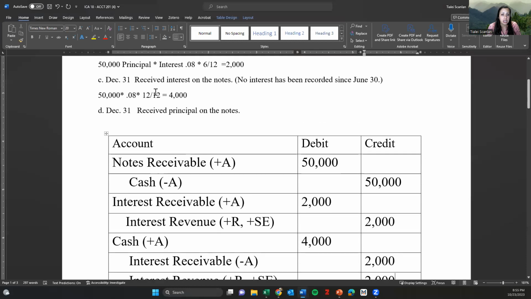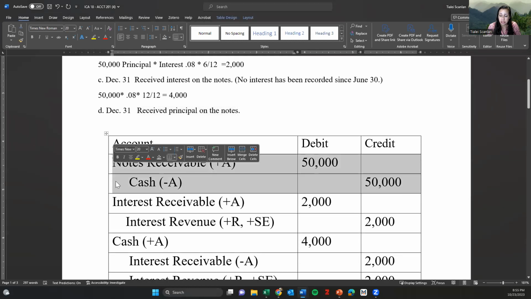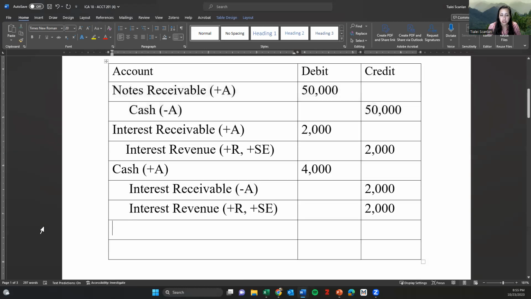And then finally, we receive the principal on the notes. So we just get this 50,000 principal back. And so we're just going to reverse that, receiving the cash back, plus asset, and the notes receivable will go down, minus asset for 50,000. And then I'll continue this in-class assignment on the next video.